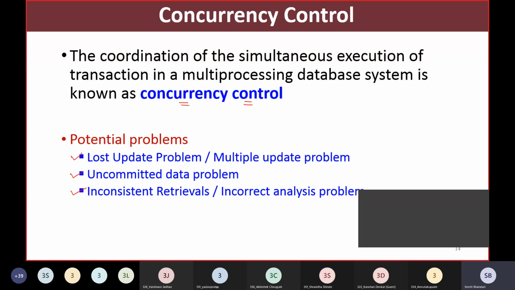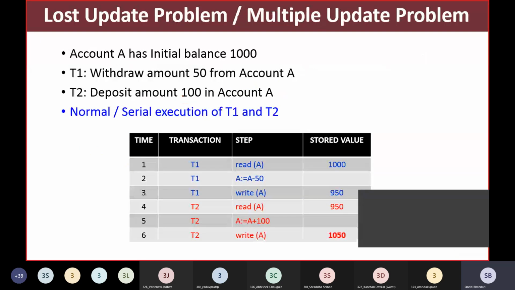So let us go through these problems one by one and understand what we mean by them. Let us see first the lost update problem, or the multiple update problem. I'm going to demonstrate this problem with one example. Let us assume that we have one account, say account A, and the initial balance of this account is, say, 1000 rupees, right? And we have two transactions, transaction T1 and transaction T2.